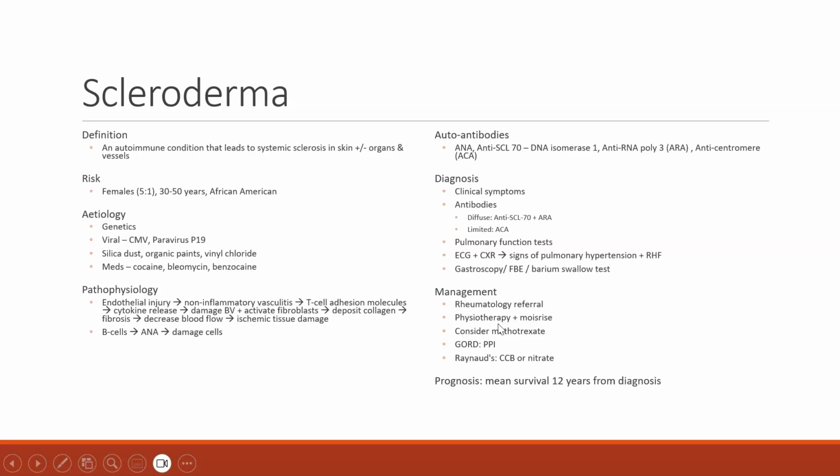We need physiotherapy and use of moisturizers. We can consider using methotrexate again. If they have GORD symptoms, we can treat it with PPIs, and Raynaud's, we can treat it with CCBs or nitrates. They have poor prognosis. Their mean survival is 12 years after diagnosis.